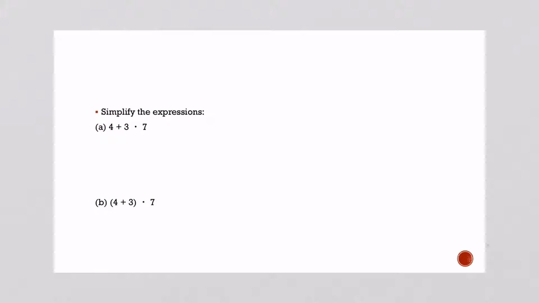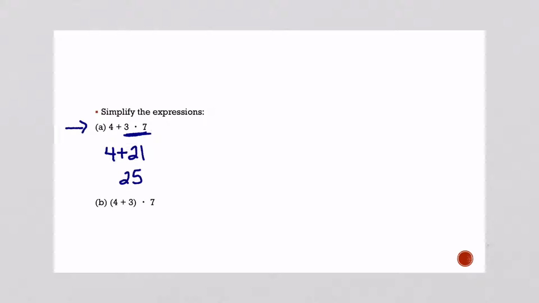Okay, so using the order of operations, this expression right here on part A has two operations in it. It's got plus and it's got multiplication. According to the order of operations, you have to do your multiplication first. So I'm just going to rewrite this. 4 plus 3 times 7 is 21. 4 plus 21 is 25.